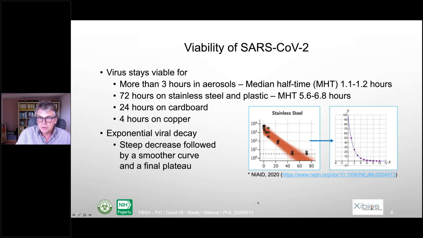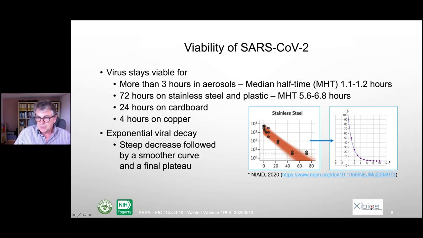But if you look at the picture on the left-hand side, you see that there is a decrease in the concentration of the virus. The x-axis is the time and the y-axis is the concentration, but it's a logarithmic scale. So 0.1, 1, 10, 100, 1,000, and 10,000.